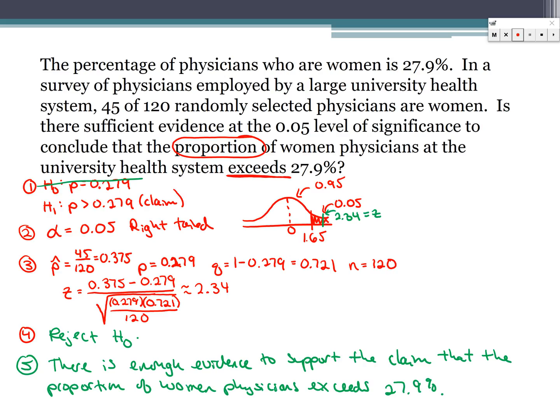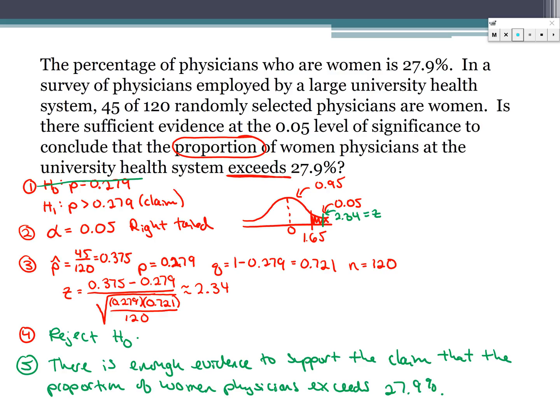Remember, we're not proving anything. The only way we could prove something is if we had all the information about our specific population. We don't get to prove it. Based on the evidence, based on the data from our sample, that evidence gives us enough to actually support our claim. We get to support.